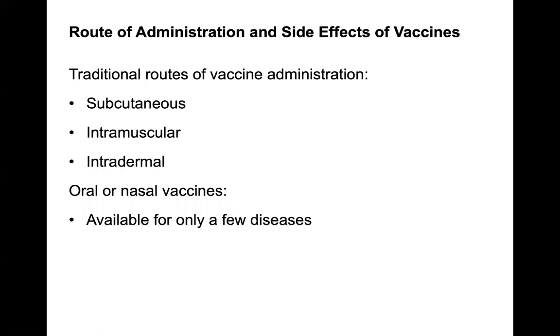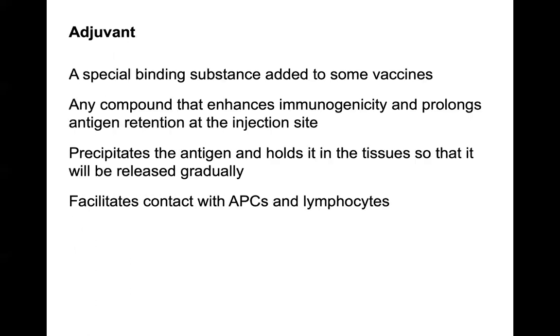The routes of administration and side effects of vaccines. Traditional routes of vaccine administration are either subcutaneous, intramuscular, or intradermal. They also have oral or nasal vaccines available for a few diseases. Most vaccines will have an adjuvant. This is a special binding substance that's added to some vaccines. Any compound that enhances the immunogenicity or prolongs the antigen.